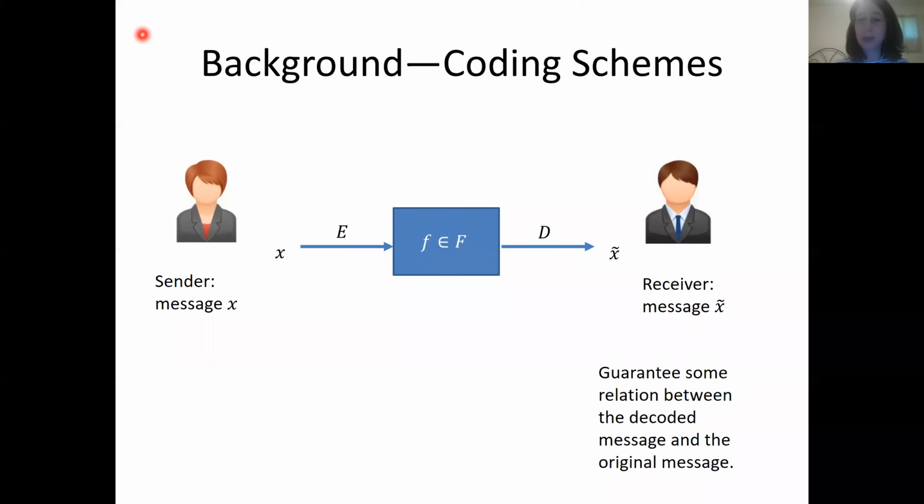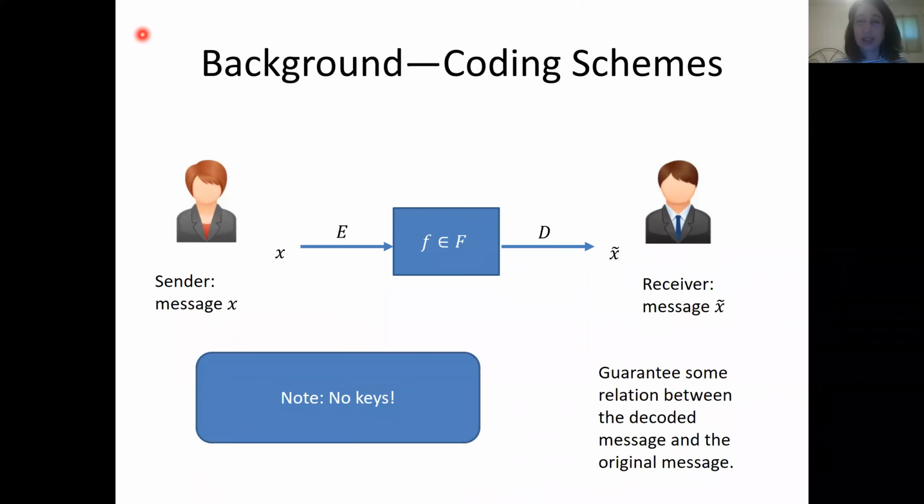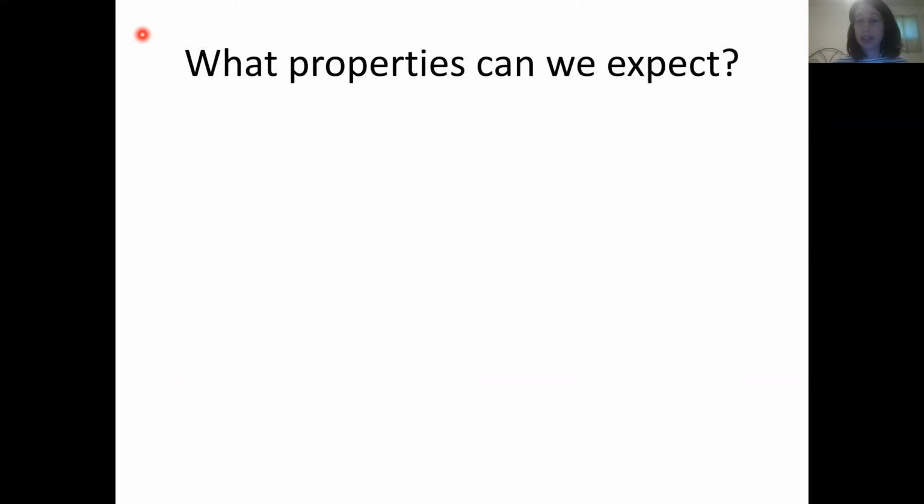And we want to have some guarantees on the relationship between the recovered message X tilde and the sent message X. I also wanted to note that this is a non-cryptographic setting, so there are no secret keys at all in this setting. The encode and decode algorithms are completely public, and they do not take as input any secret keys. So what type of guarantees can we expect to have about the received message? The guarantees that we can achieve are going to largely depend on the class of tampering functions that we allow. So let's look at the two ends of the spectrum.